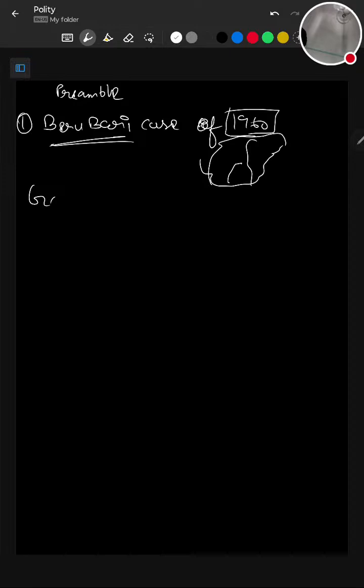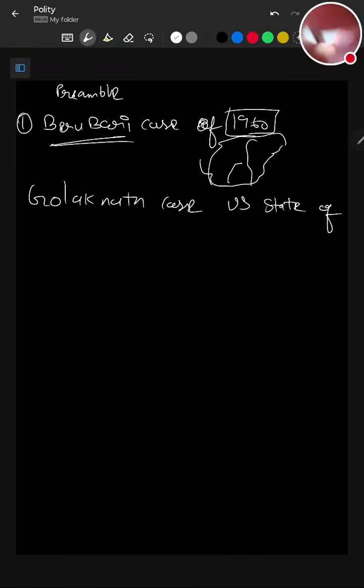Then there was the Golaknath case versus State of Punjab, 1967. It was said in the court that the preamble is not part of the constitution. The same thing happened here too.